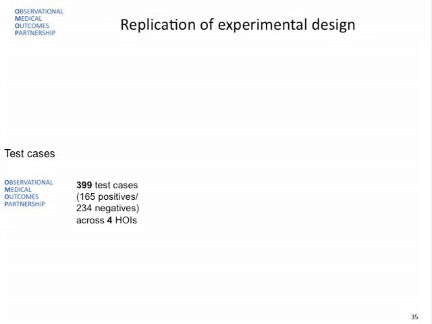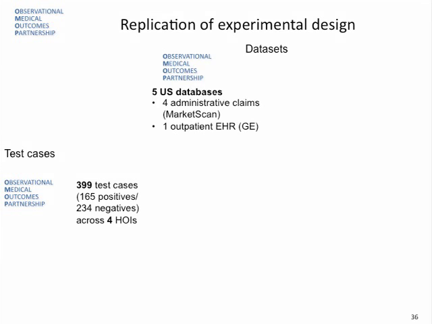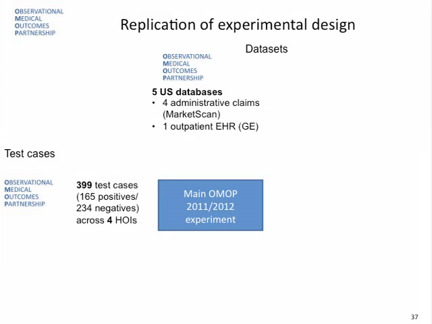We're also really fortunate in a variety of ways that people in the rest of the world are working on this problem as well. As I just described, we set out and chose, as part of this work, about 400 test cases, positive controls and negative controls, across 4 health outcomes of interest, and the 5 databases that I just described. And those are the results that we're going to spend most of the day today describing.